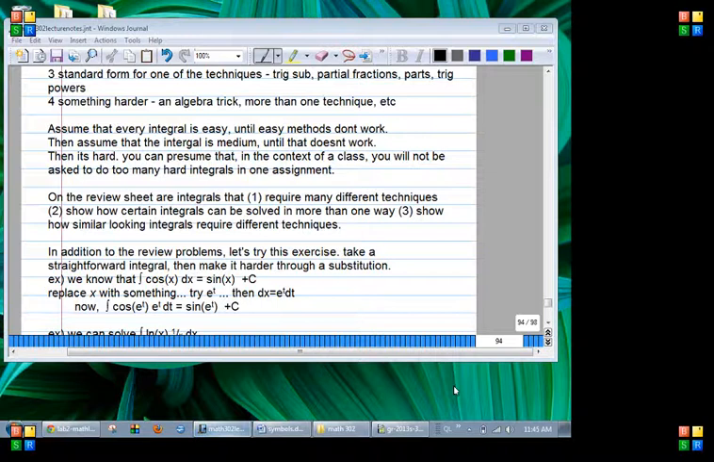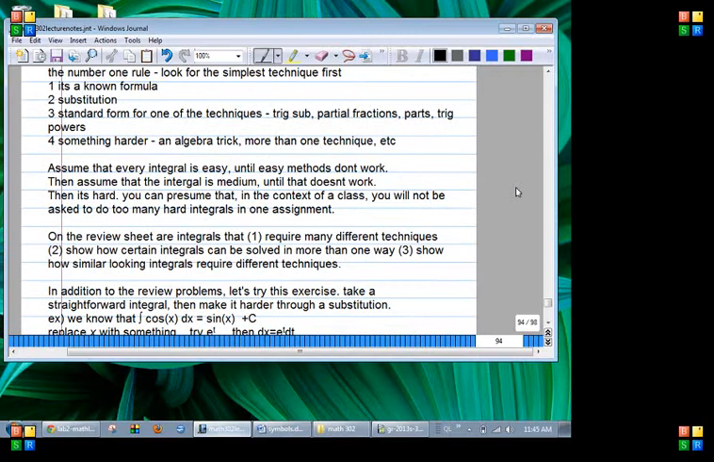So there is a sheet where you can work on many, many different kinds of integration problems. But I want to give you an additional exercise to do, and this one is really like doing integration. This is like an integration power workout. So it's the following thing. Let's try this exercise. Take a straightforward integral, then make it harder.